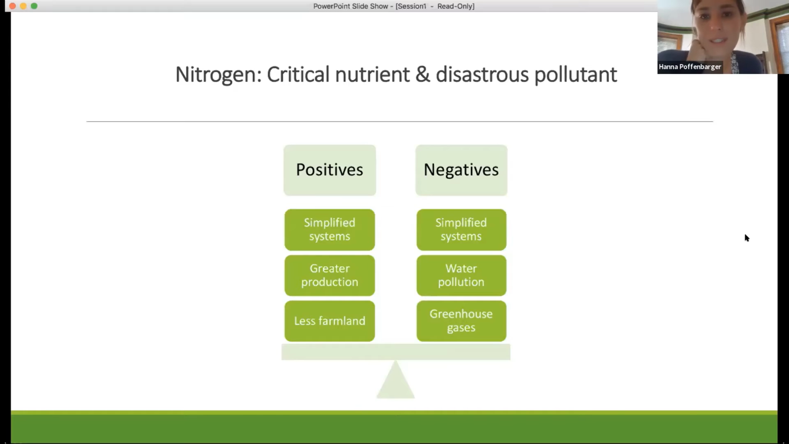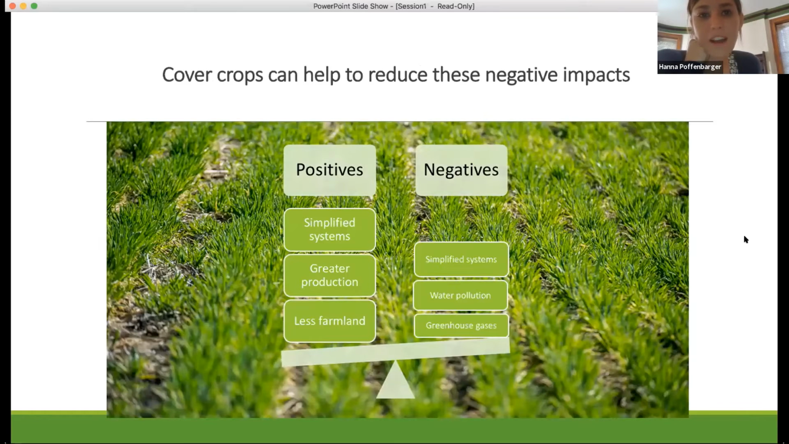Next slide, please. And so cover crops can be one tool that we can use to try to reduce some of the negative impacts of nitrogen in our cropping systems, making those simple production systems a little bit more diverse. Filling in the gap where we don't have plants growing can help to reduce the water pollution caused by nitrogen and potentially the greenhouse gas production as well.